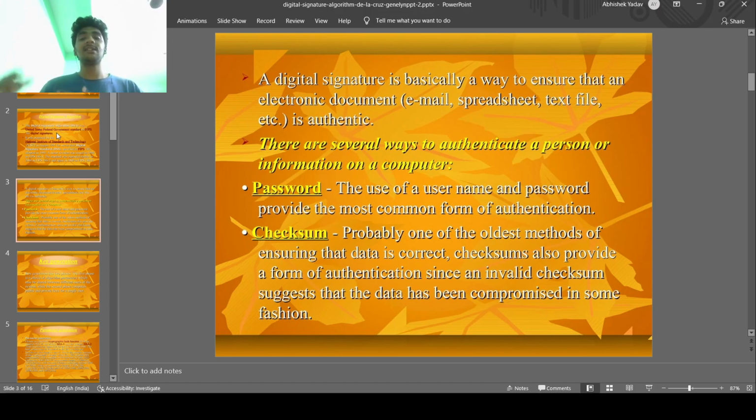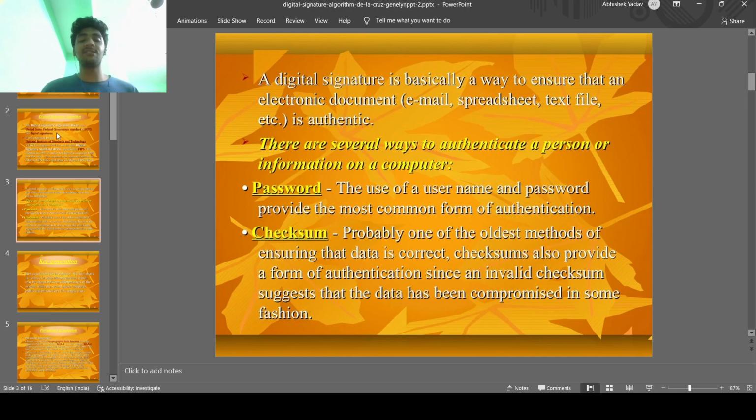Moving on. A digital signature is basically a way to ensure that an electronic document, let's say an email, a spreadsheet, a text file, or images, etc., is authentic. There are several ways to authenticate a person or information on a computer. We need to verify that the message or data sent to our computer is a valid one. There are several ways, like a password. The use of a username and password provides the most common form of authentication that we have always used, the most commonly known use case.